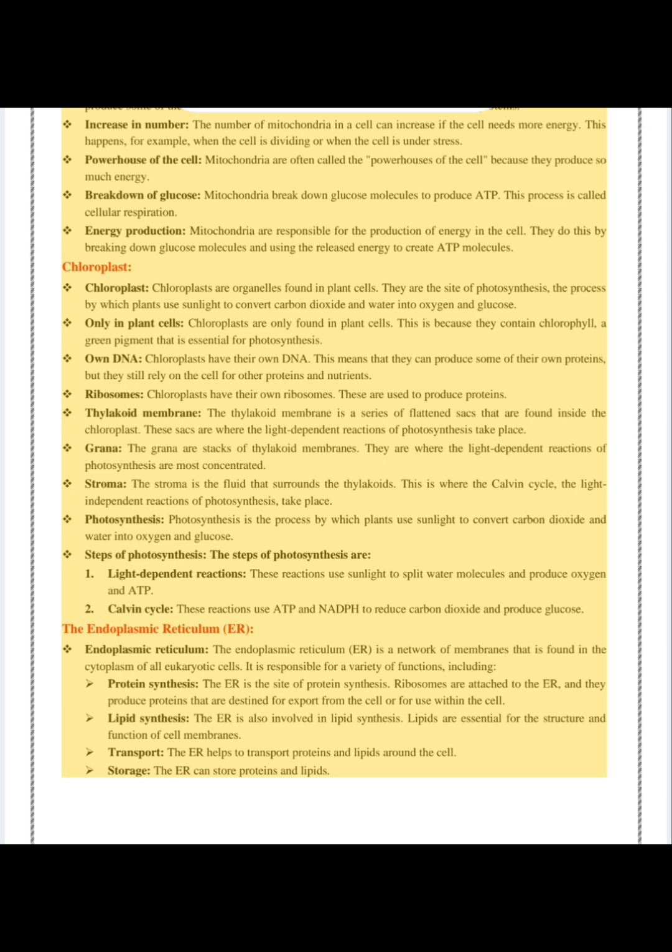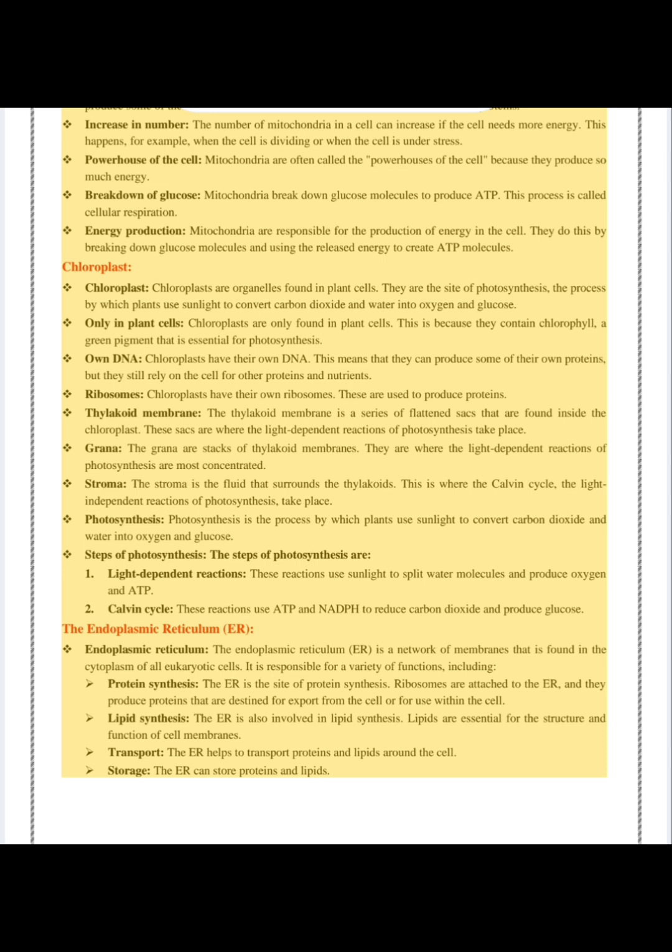The endoplasmic reticulum, ER. The endoplasmic reticulum, ER, is a network of membranes that is found in the cytoplasm of all eukaryotic cells. It is responsible for a variety of functions, including protein synthesis. The ER is the site of protein synthesis. Ribosomes are attached to the ER, and they produce proteins that are destined for export from the cell or for use within the cell.